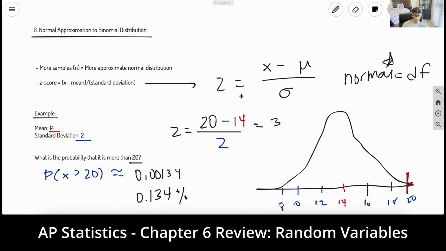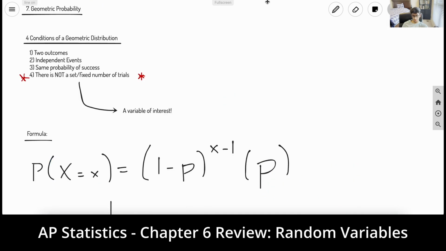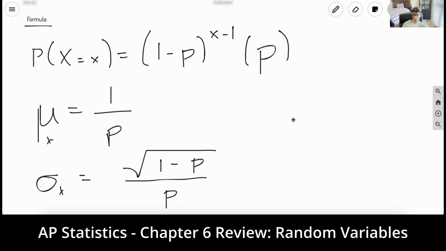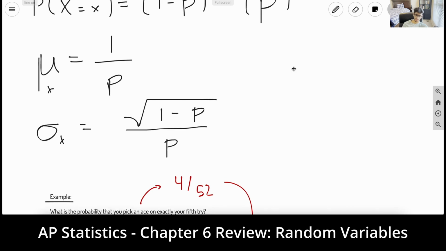Geometric probability. The 4 conditions of geometric distribution are all the same except for one of them. The thing that's different is that there is not a set fixed number of trials. Instead, this is called the variable of interest. So the formula is this. You really don't have to use this, you can just use a calculator. Mean is 1 over p, and the standard deviation is the square root of 1 minus p over p.